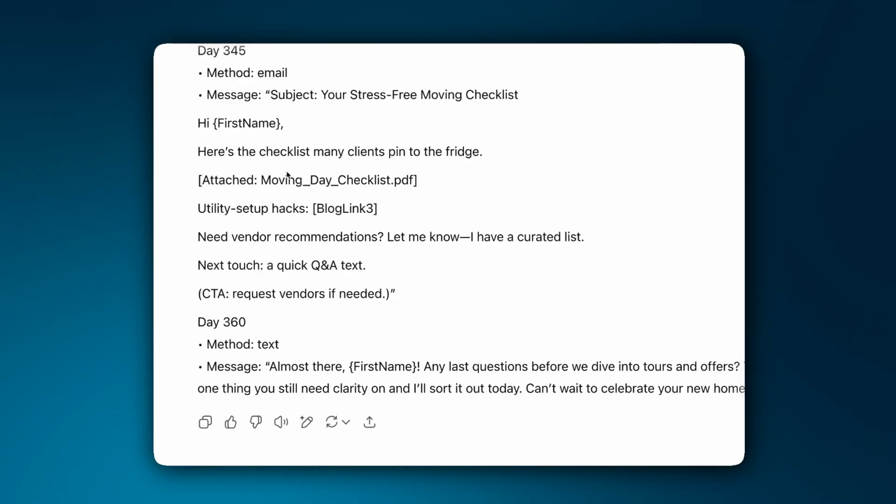And look, if you don't have one, just hack it, okay? Go to gamma.app, A-P-P, and create a stress-free moving checklist for first-time home buyers. That's it. And have that as a PDF. Or go to ChatGPT and build one. Easy. And then, remember what I said the other day?